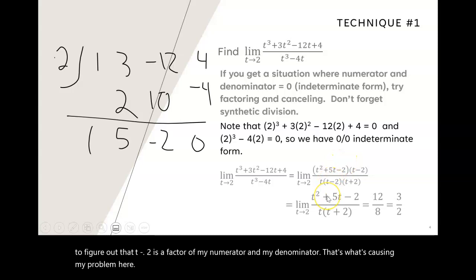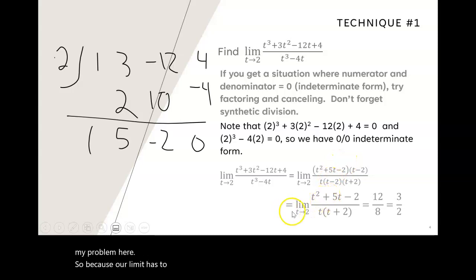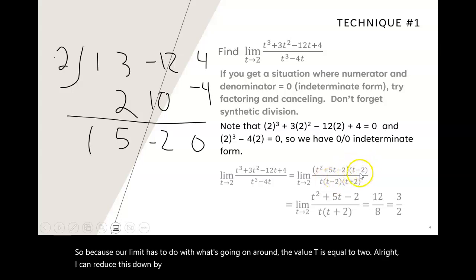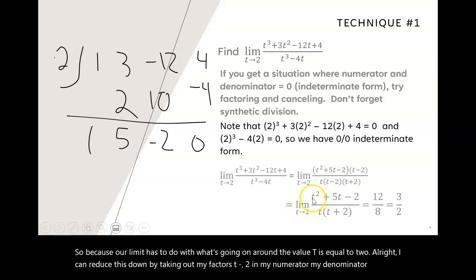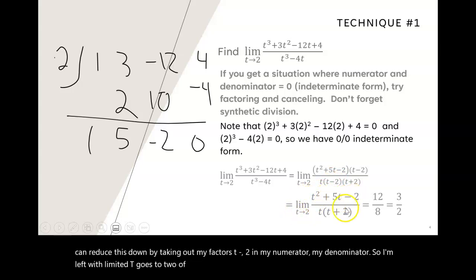So because our limit has to do with what's going on around the value t equal to 2, I can reduce this down by taking out my factors t minus 2 in my numerator and my denominator. So I'm left with the limit as t goes to 2 of t squared plus 5t minus 2 over t times t plus 2. The t minus 2's go away.